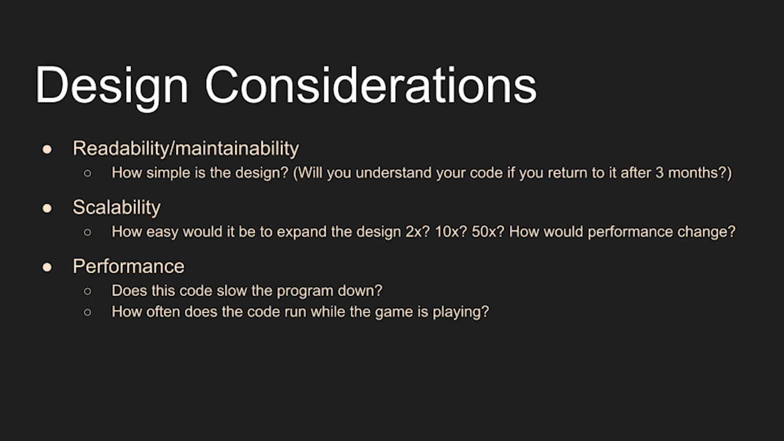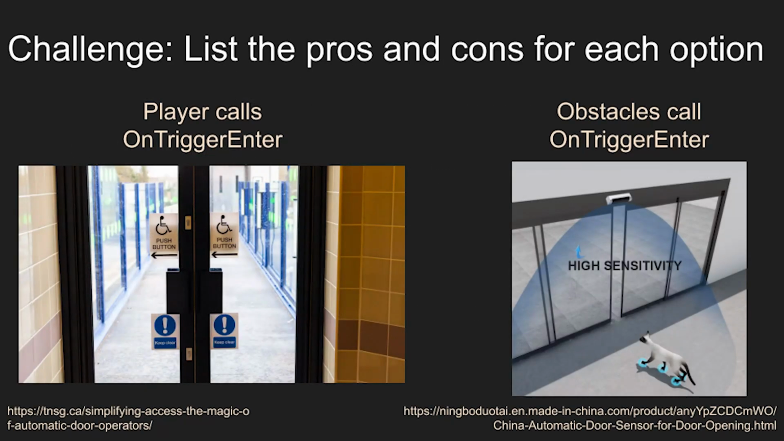But performance is probably the least important out of these three. We want to focus on readability and scalability. So my challenge for you in this video is to just make a quick list of what you think the pros and cons might be for both having the player call on trigger enter, which is our current design, versus having obstacles call on trigger enter. So I will let you pause the video, try to find at least one pro and con for each of these two options, and I'll see you in a couple minutes.